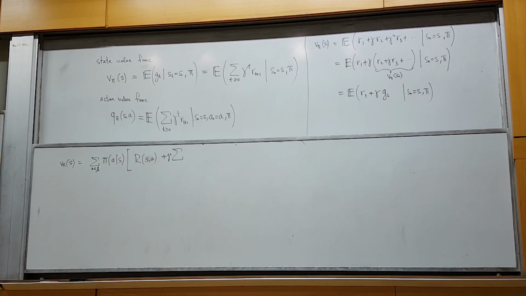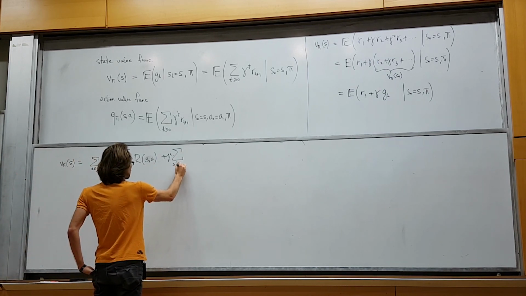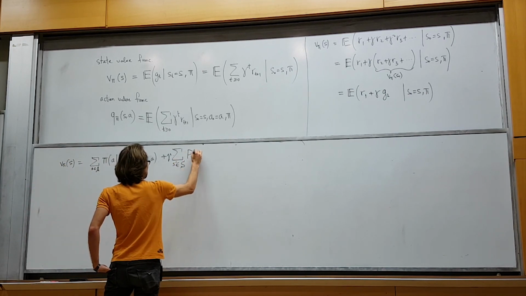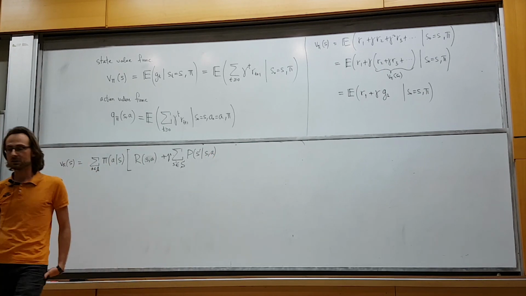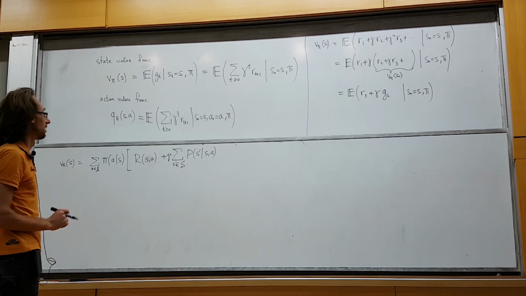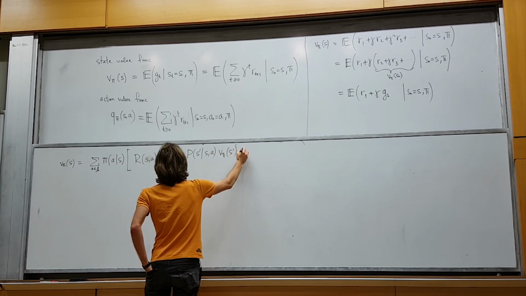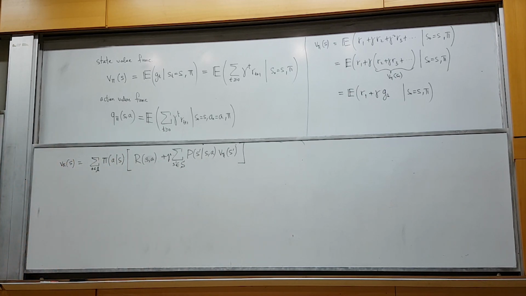From this point, I can transition to one of the possible states in the state space, so I will have a sum over S prime in the state space. The transition probability is given by P of S prime given S and A. This is my transition probability. And then what is written afterwards is simply V pi of S prime, the future value function at state S prime.